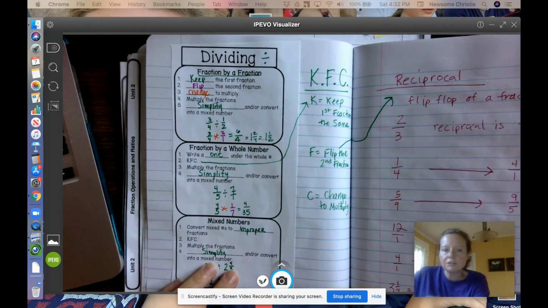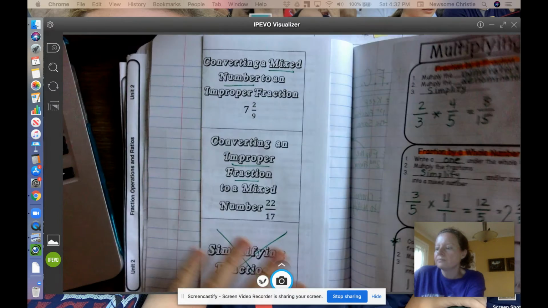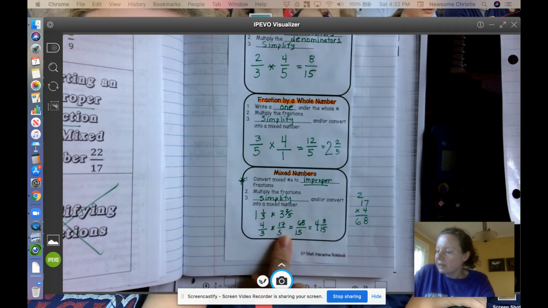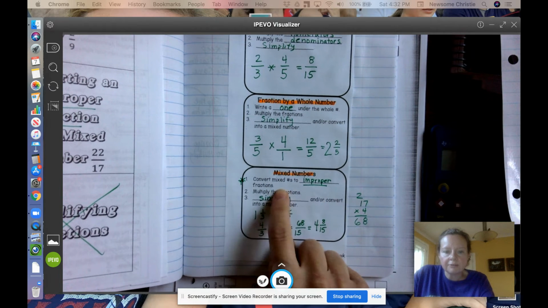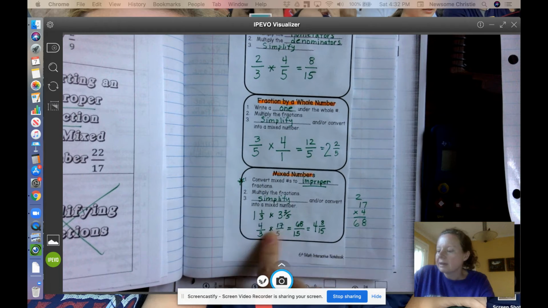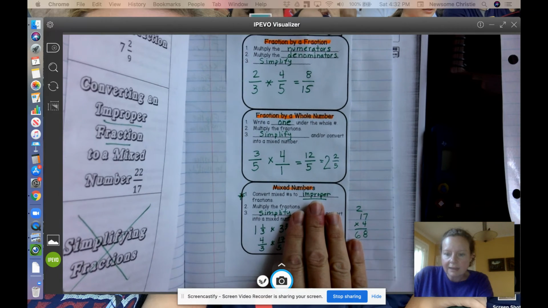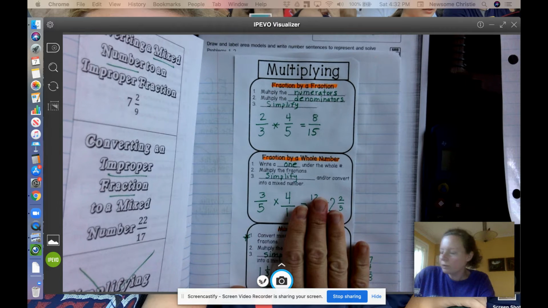If you're seeing a fraction times a fraction and it's got mixed numbers, come back and look here and see what your steps are. Number 1, convert mixed numbers to improper fractions. Step 2, multiply. And let that be your guide if you get confused. The reason we make this interactive notebook is so that you can use it.